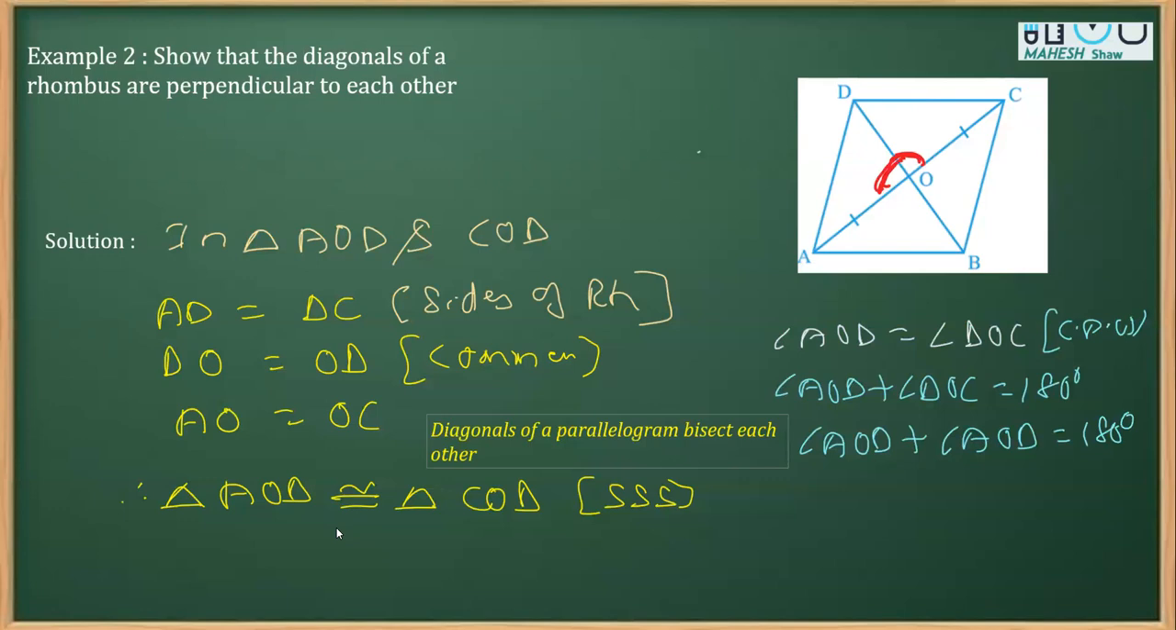Further, AOD plus AOD will be twice angle AOD, and that is equal to 180 degrees. And then angle AOD is equal to 180 over 2, that is 90 degrees. So we got this angle as 90 degrees. Therefore, we can say AC is perpendicular to BD. This is what we needed to prove in this question.